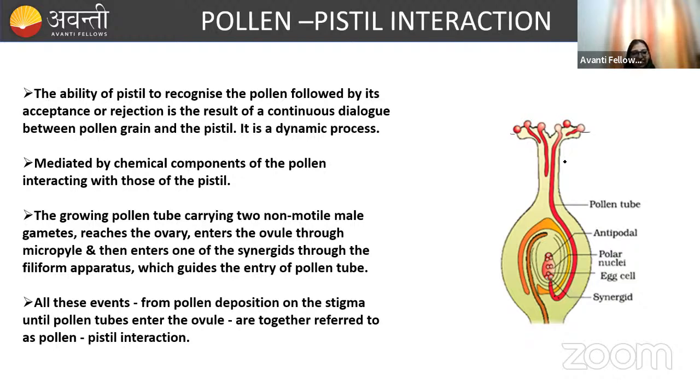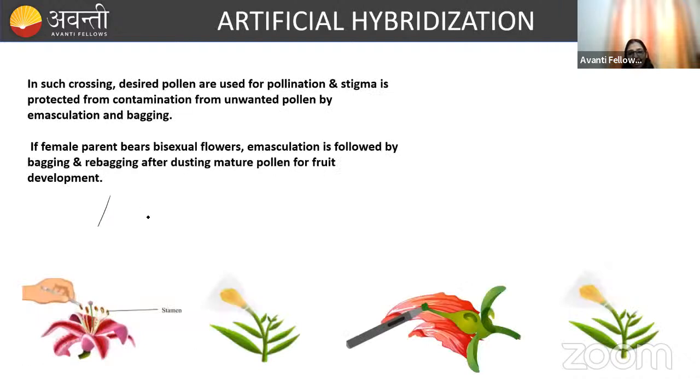So all these events, from the pollen deposition on the stigma until the pollen tube enters the ovule, are together referred to as a pollen-pistil interaction. Next one is artificial hybridization.